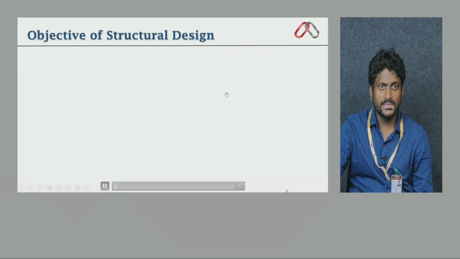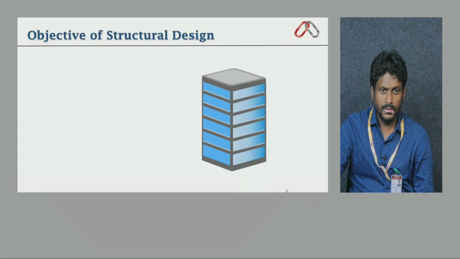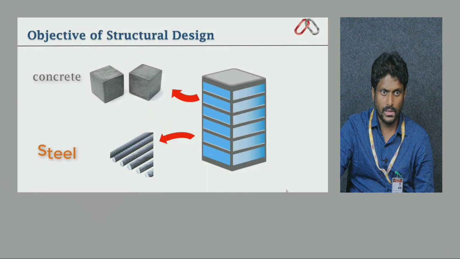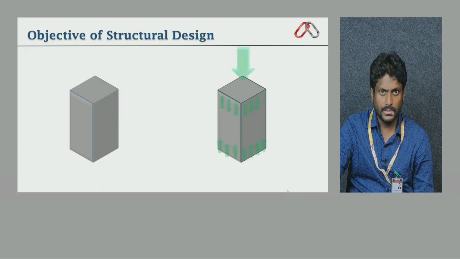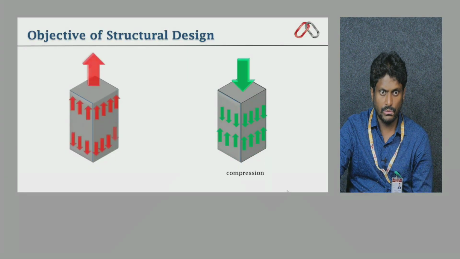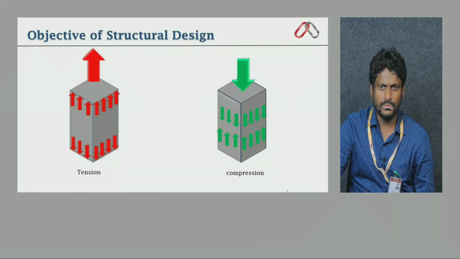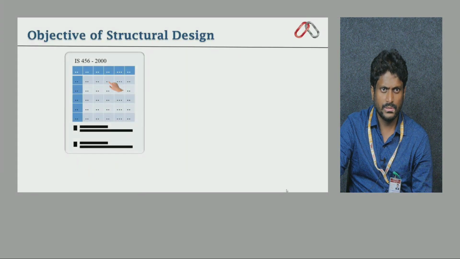Then what are the objectives of structural design? The main objective of structural design, the first thing, is strength. Concrete cubes will give the strength, and of course steel will be there along with the concrete. If you apply the compressive load, and also apply tension, you can see in this video how compression load is being applied and tension is being applied, and there is a checklist. You can select what is suitable from IS 456.